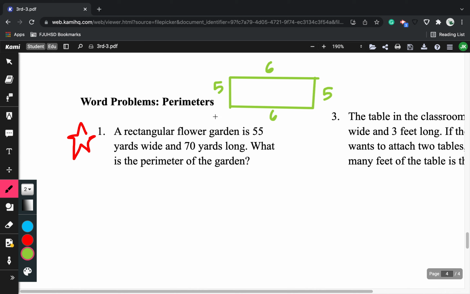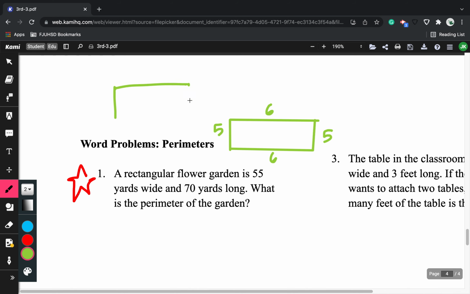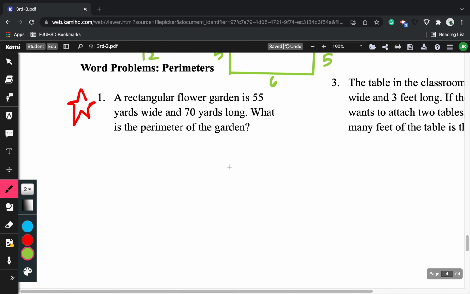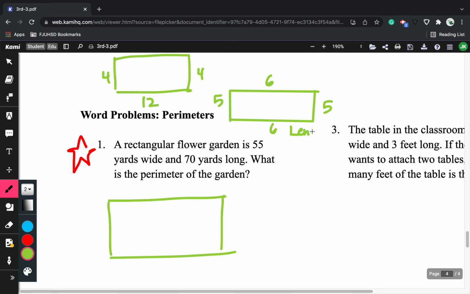Basically, if it's a rectangle, it's always going to be two numbers that are the same. Like one side's going to be probably 4 on the opposite sides, and the other one's probably going to be longer or shorter, like 12. And that's how rectangles usually work. The longer side is the length, and the shorter side is the width.